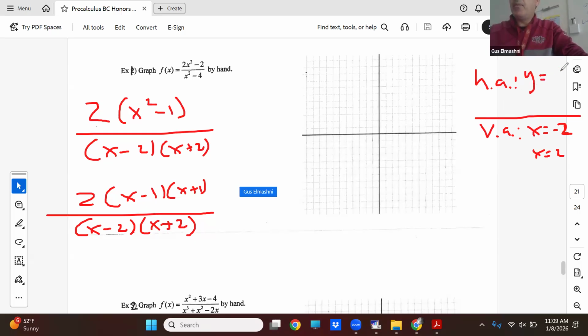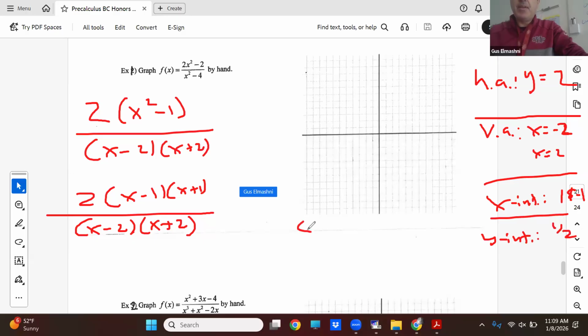Given how the original function looks, what's my horizontal asymptote? Or do I have one? I do have one, y equals 2. What are my x-intercepts? Yeah, 1 and -1. What's my y-intercept? Good. Thank you, Sophie. Thank you.